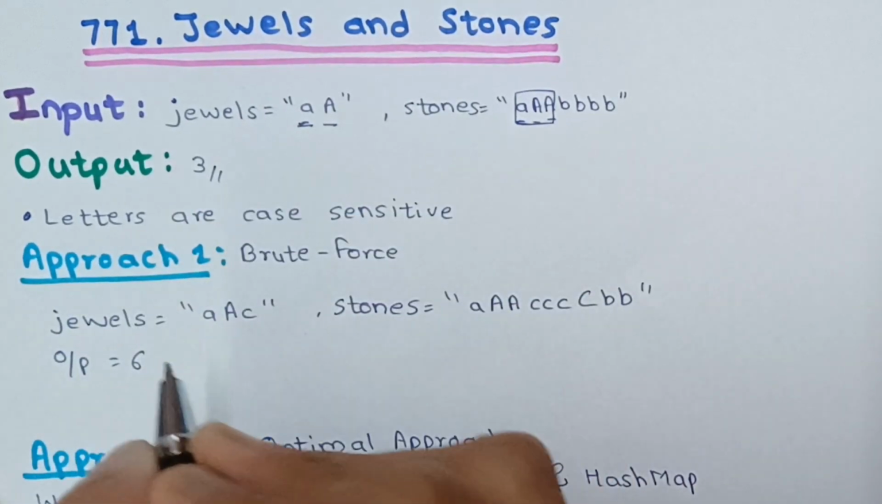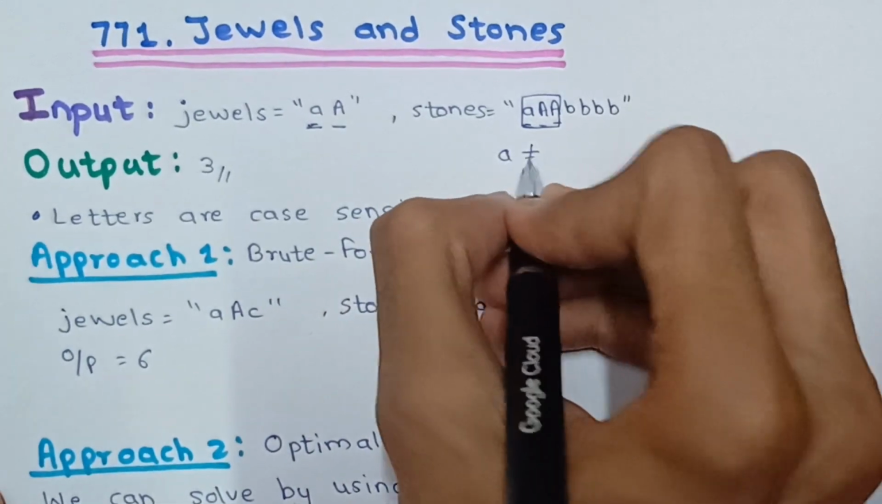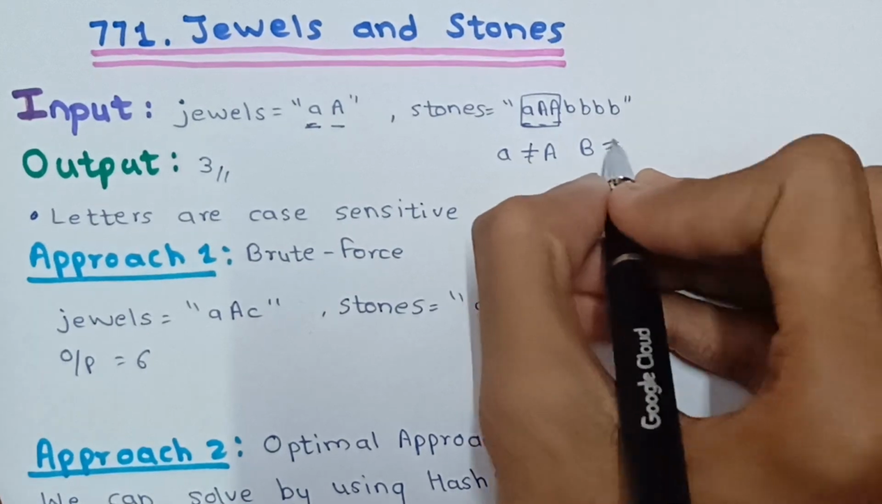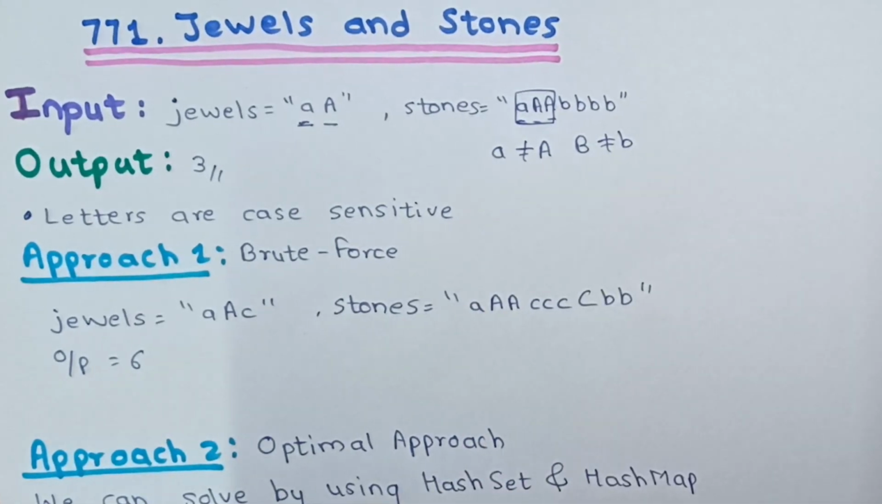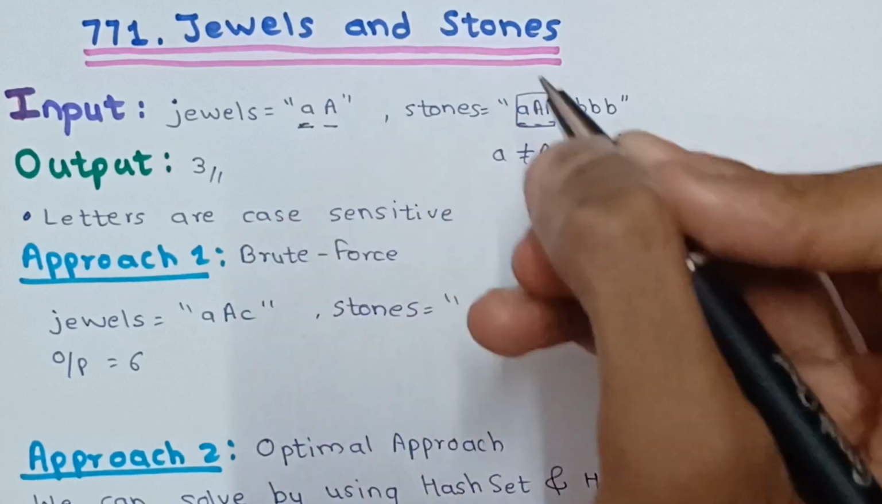Here one condition is there, that letters are case sensitive. Means small a is not equal to capital A, and capital B is not equal to small b. This is the condition. So we have to find the jewels from the stone string.